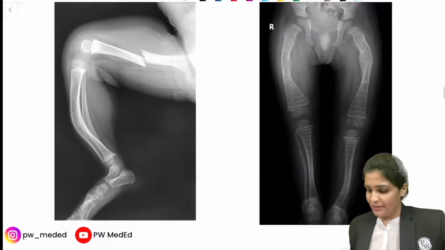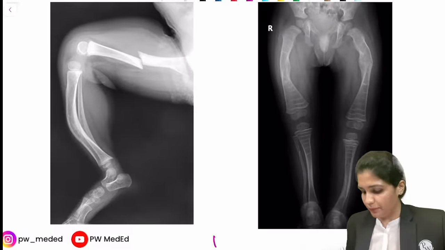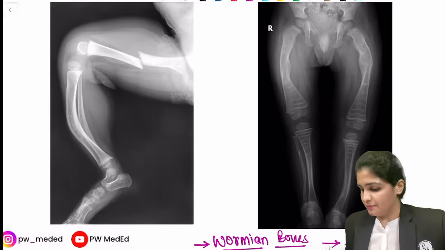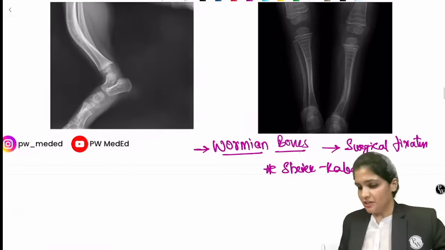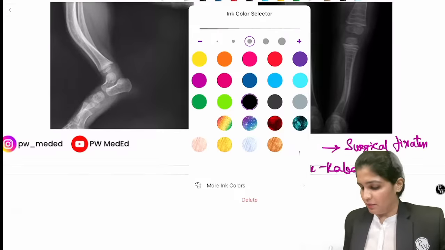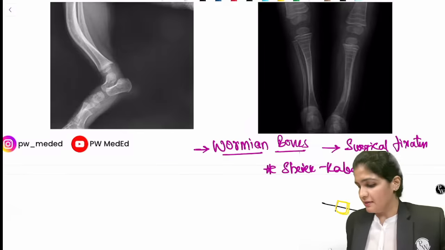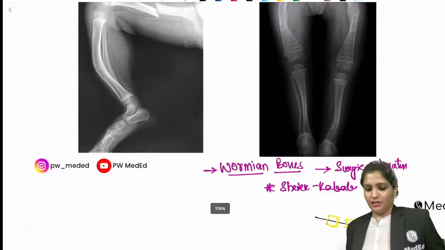So for you, I have brought these x-rays. These are also called Vermillon bones, right? What is the treatment of this? Treatment of osteogenesis imperfecta, you can go for surgical fixation or prophylactic fixation, or one more important interesting term, the cheek kebab fixation. What is the cheek kebab fixation? Where the bones are broken down into pieces. So this is your cheek kebab fixation in case of osteogenesis.